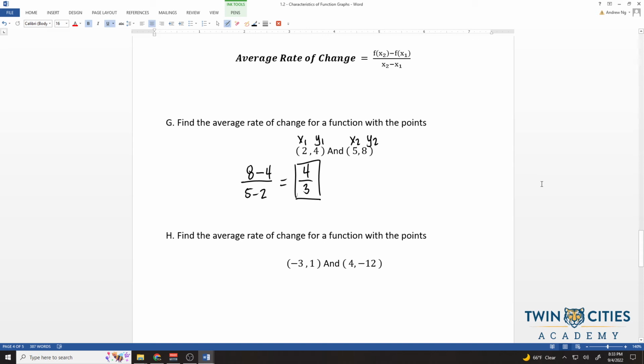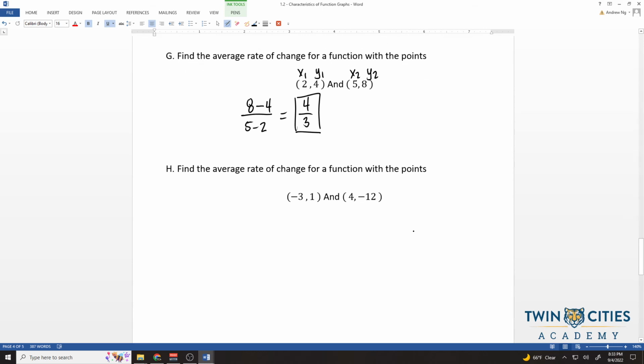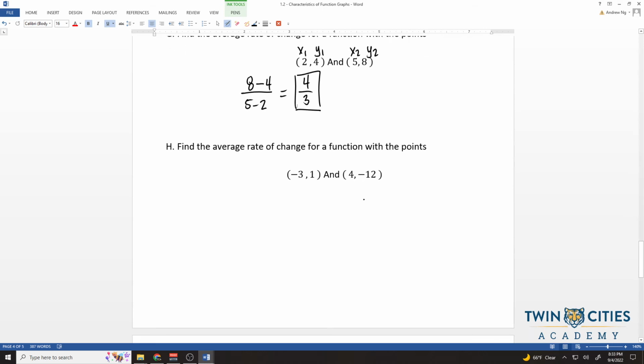Okay, let's do another one. Find the average rate of change for a function with these points. And again, the first thing I do is I just pause and I label these points. So this is point 1. I'm going to make this point 2. So this will be my x1, y1. Remember, y1 is the same as f of x1. And this is x2 and y2.